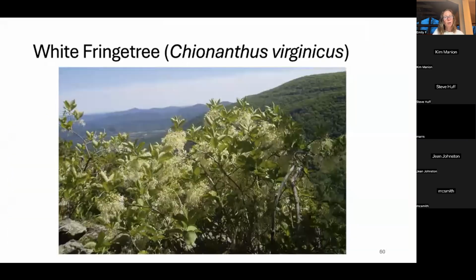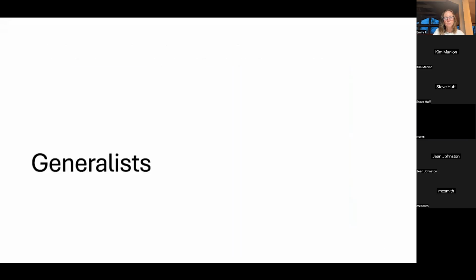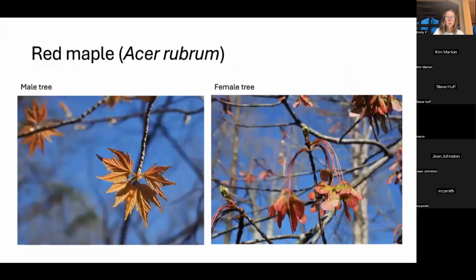Our fringe tree is going to be on our overlooks. And this is going to have lots of flowers hanging down underneath it. This is in the same family as the ash, but it's at the very top, and it's going to have some beautiful smells coming up soon. And here are some generalists.